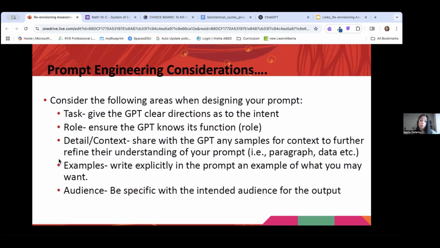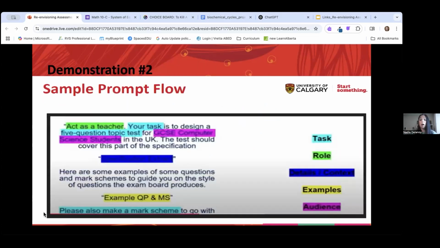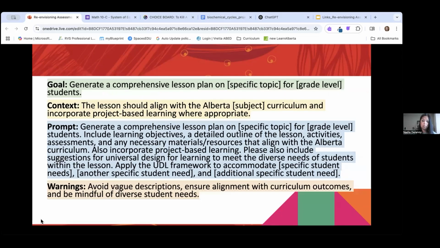And then if you want to move to the next slide, Jodie, one of the things that we use here are color coding mechanisms to understand different ways to prompt using the task, role, details, context, examples, and audience. And that's a very simple way to prompt engineer and understand how to work with and talk with an LLM. We have another example here which uses warnings as an addition to this.